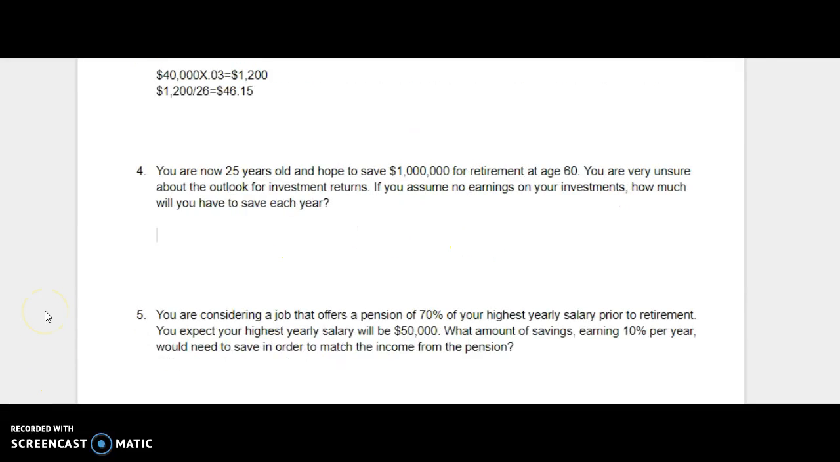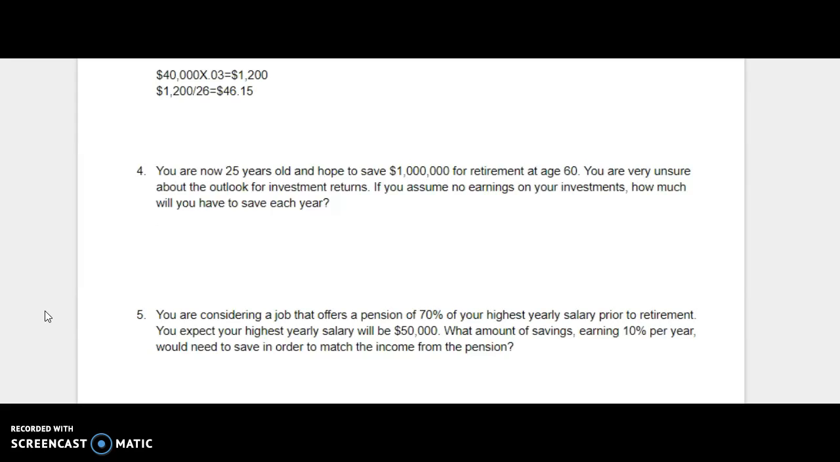Let's move on to number 4. You are now 25 years old and hope to save $1 million for retirement at age 60. You are very unsure about the outlook for investment returns. If you assume no earnings on your investment, how much will you have to save each year? So meaning you're not receiving any returns. You're trying to reach $1 million by the time you're 60 and you're 25 now.